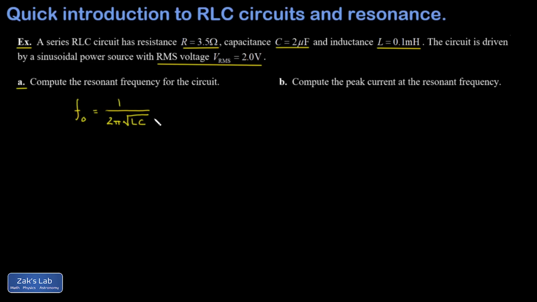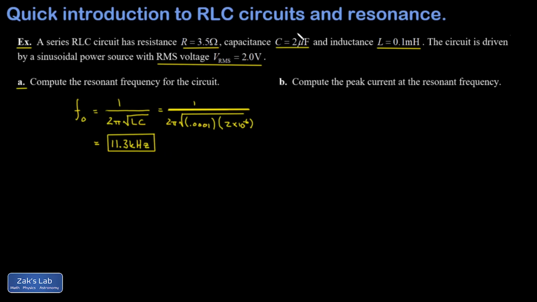Resonant frequency is 1 over 2 pi root LC. Changing my millihenries to henries, I have 0.0001 henries for the inductance. And then my capacitance was 2 times 10 to the negative 6 farads. And I get 11,254 out of this, so I should round it somewhere. And I'll go ahead and express this in kilohertz. So I'm going to call it 11.3 kilohertz. So that's the frequency where you will see the maximum current response in the circuit.